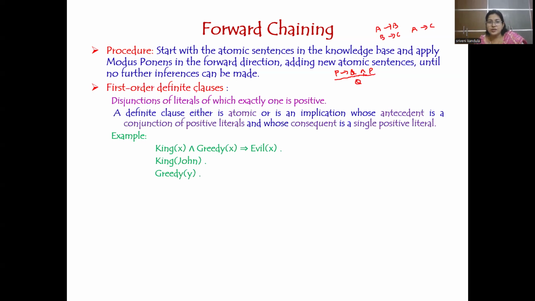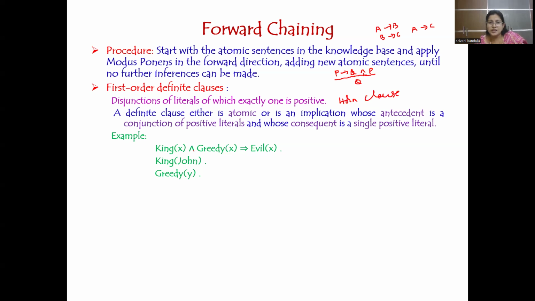So in order to do this, first of all, we have to convert the knowledge base into first order definite clauses. Whatever data is given, we should be converting it to a first order knowledge base. That is nothing but a disjunction of literals, of which exactly one is positive, which is nothing but a Horn clause, right? This we already know. Then a definite clause is nothing but an atomic sentence or an implication whose antecedent is a conjunction of positive literals and whose consequent is a single positive literal.